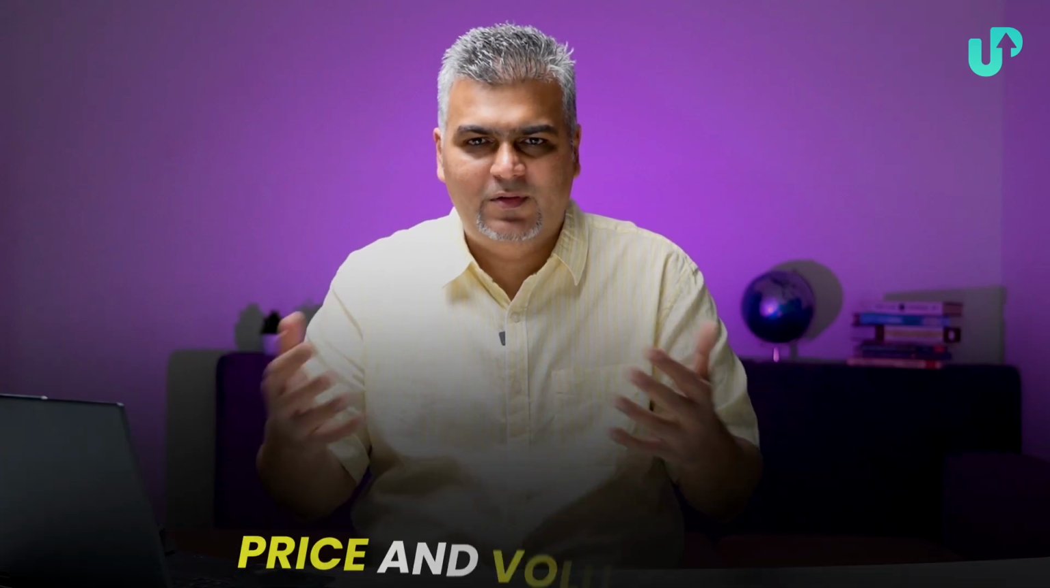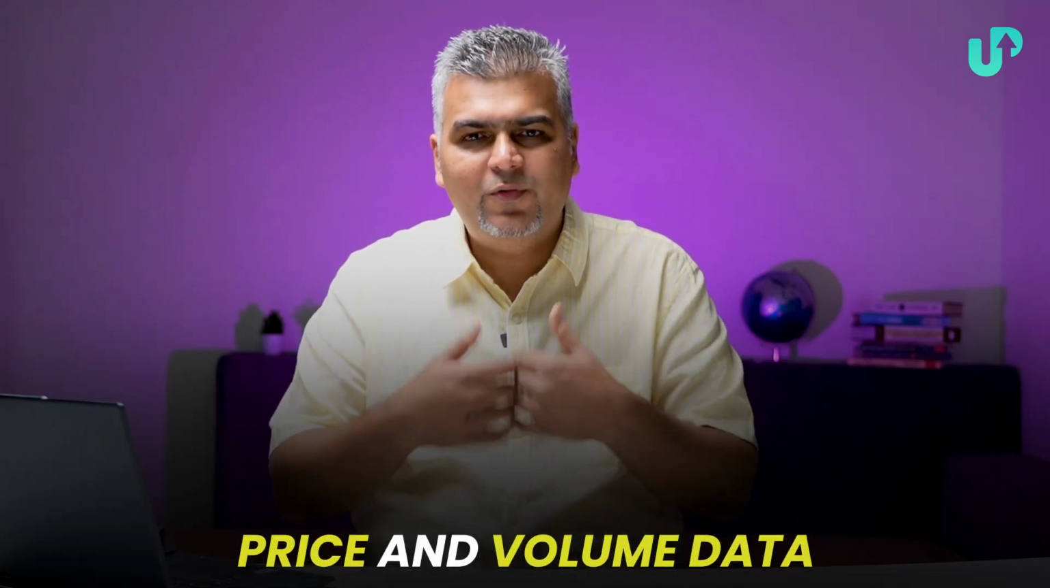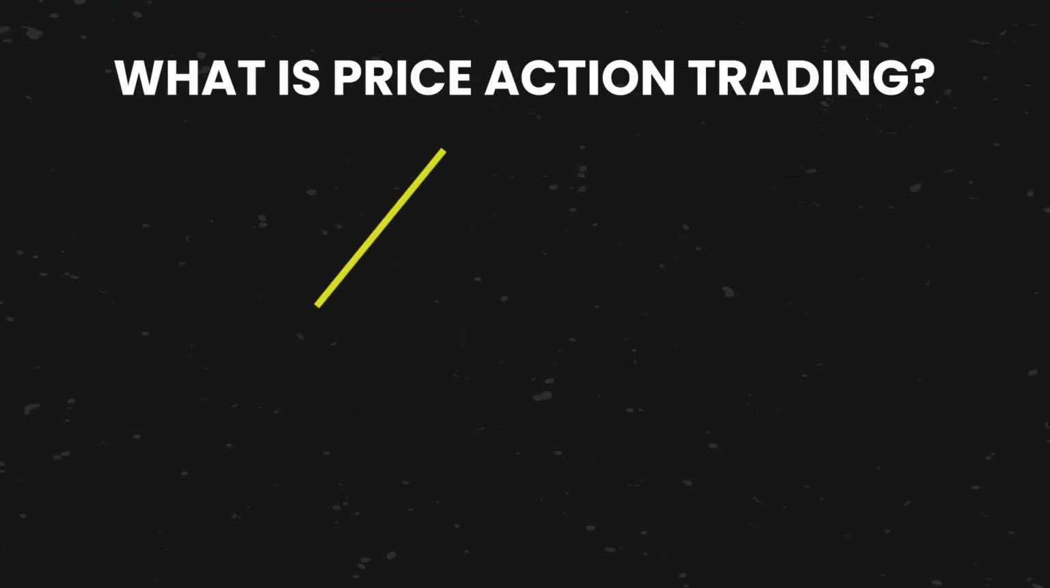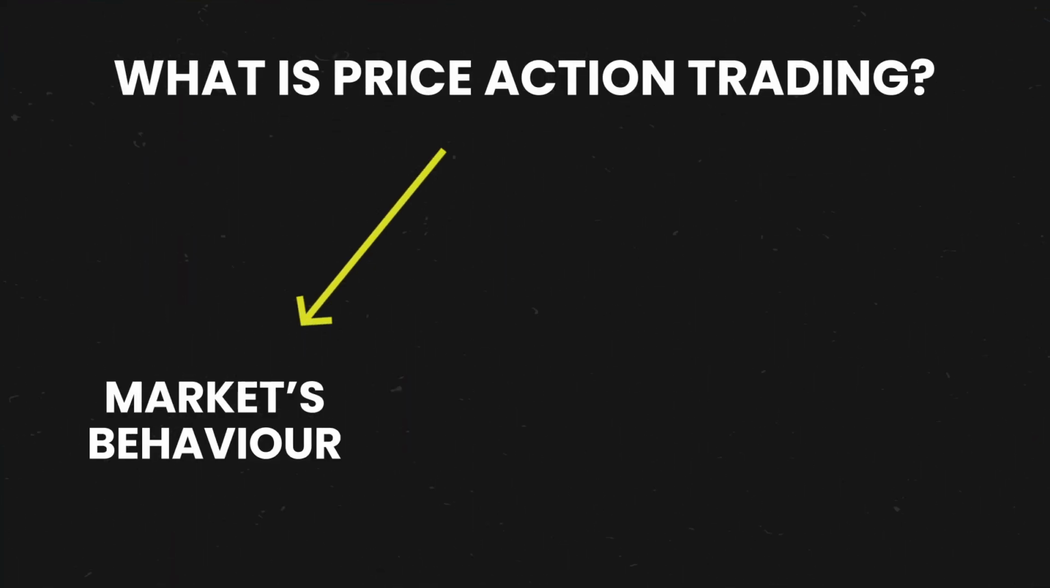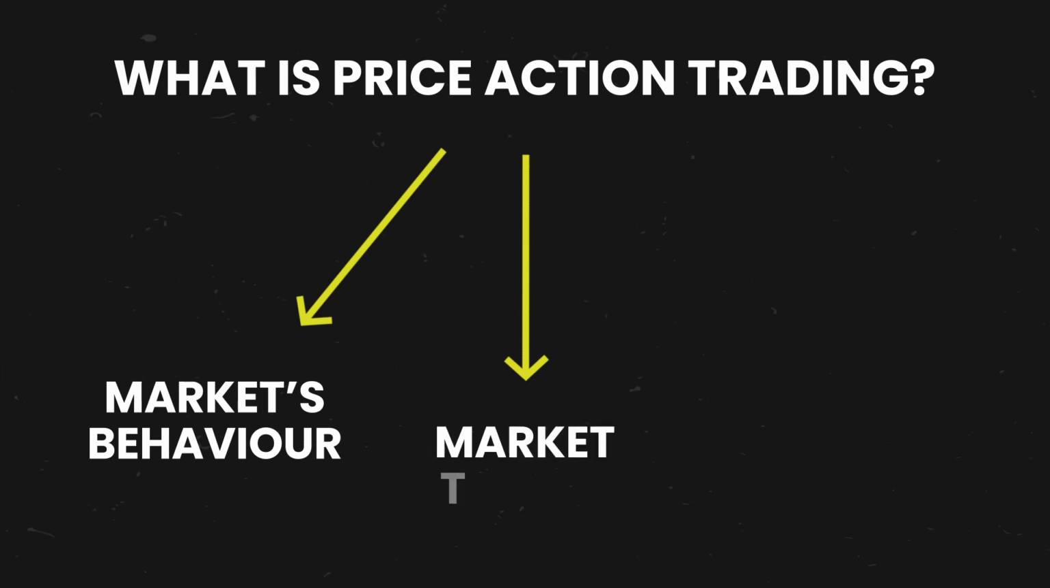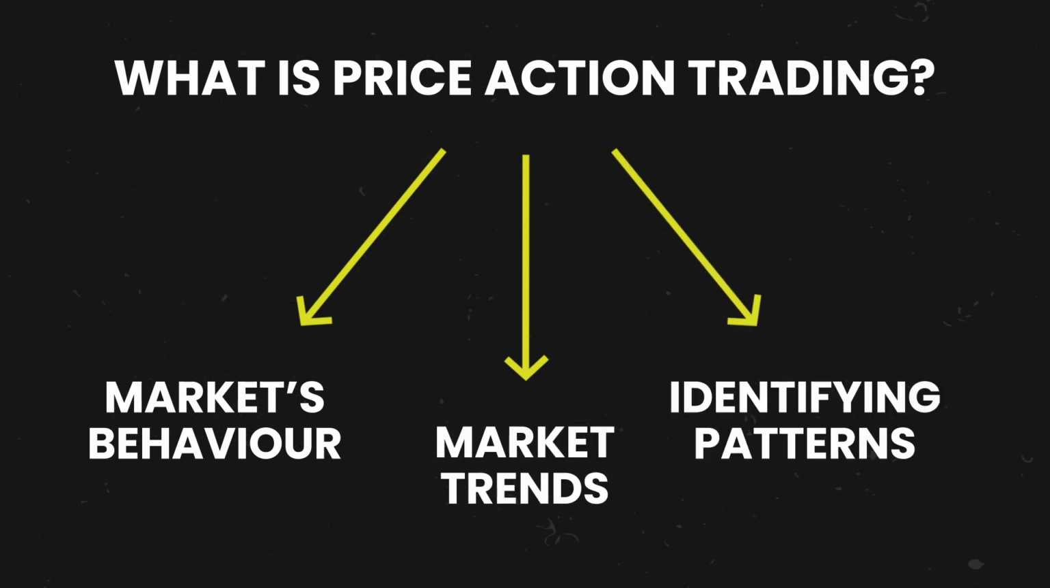Now, what are we looking at? We are looking at price and volume data. And what are we trying to understand? There are three basic things we are looking out for. The first is to understand the market's behavior. The second is to look at what the trends in the markets are. And the third is to look at chart patterns and price patterns to understand how to trade it and finally make decisions whether to buy, sell or hold.